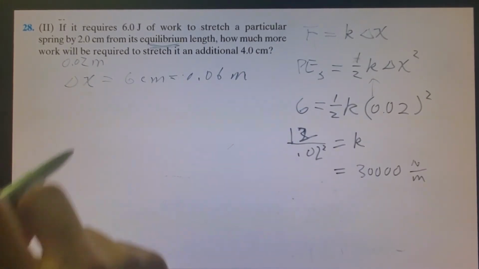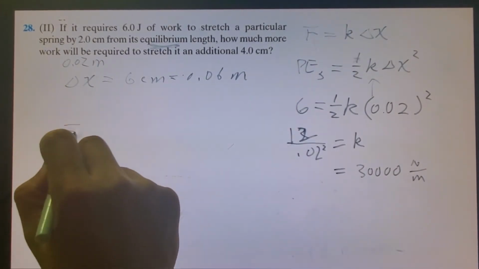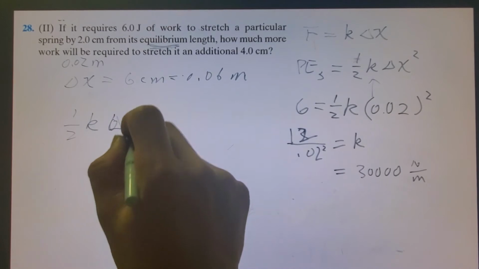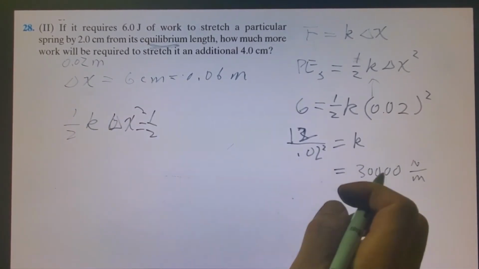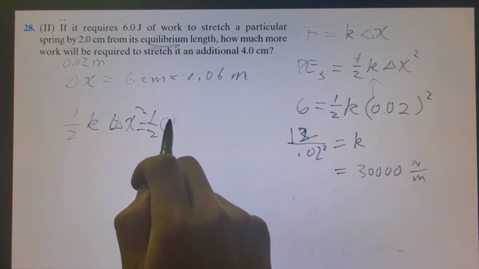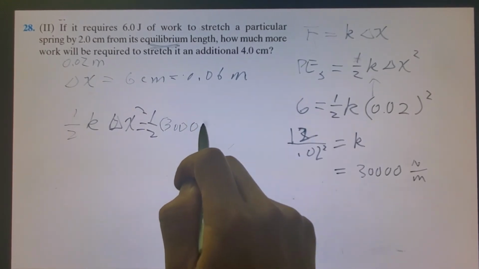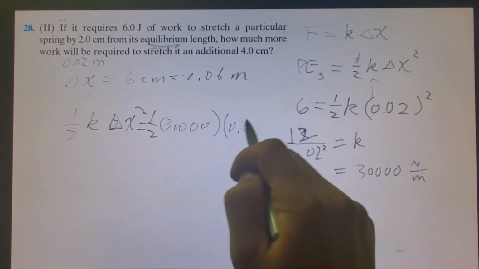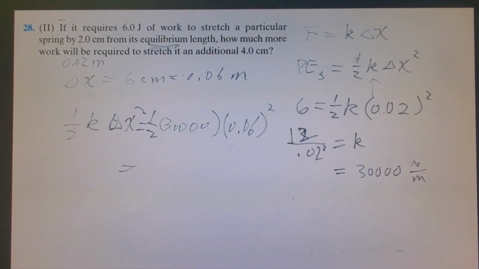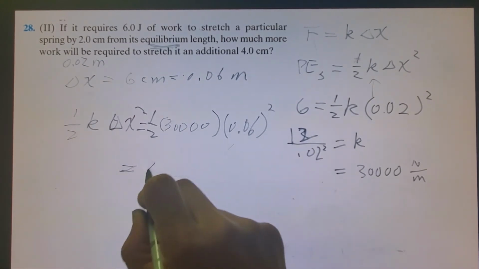So what is the total energy? Potential energy is equal to half times K times delta x squared. So it's equal to half times, we already found out what K is, 30,000, times 0.06 squared. That will be equal to, so I have 0.06 squared times half times 30,000. Okay, so what I see here is 54.